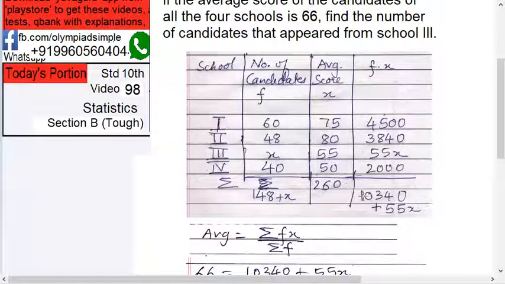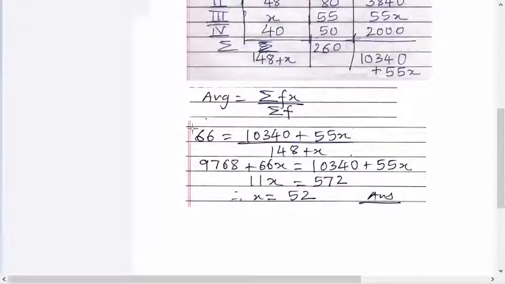So, add this. You will get 10340. And this number of candidates frequency addition is 148 plus X. So, the total average of all is summation Fx upon summation F. So, 66 is given average. So, summation Fx is 10340 plus 55X upon 148 plus X, right? So solve it for X, cross multiply this. So 9768, 148 into 66 plus 66X equals to 10340 plus 55X.